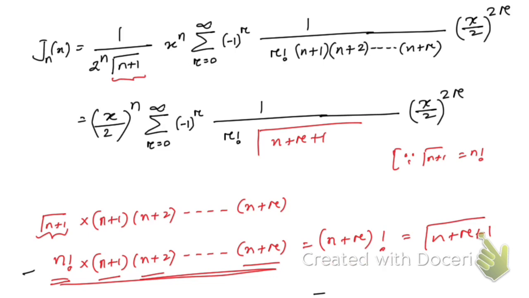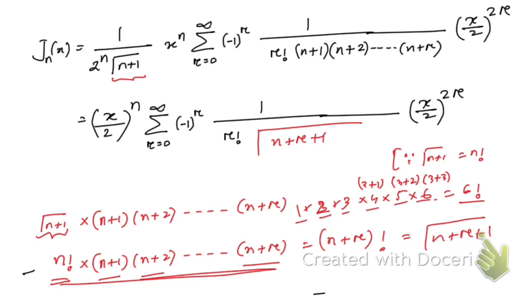Now let me give you an example. Suppose you have factorial 3 into 3 plus 1, that means 4, then 3 plus 2, that means 5, then 3 plus 3, that means 6. This is 3 plus 1 into 3 plus 2 into 3 plus 3. So that's why it can be written as factorial 6, because factorial 3 means 3 into 2 into 1, right? So 1 into 2 into 3 into 4 into 5 into 6, now it has become factorial 6, right? So hope you have understood this.